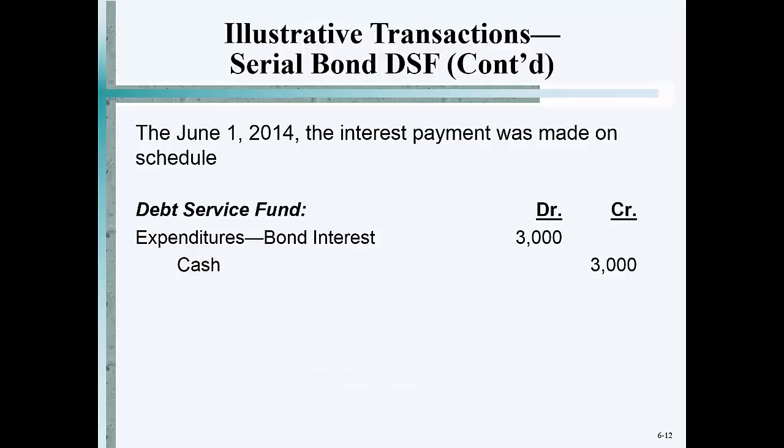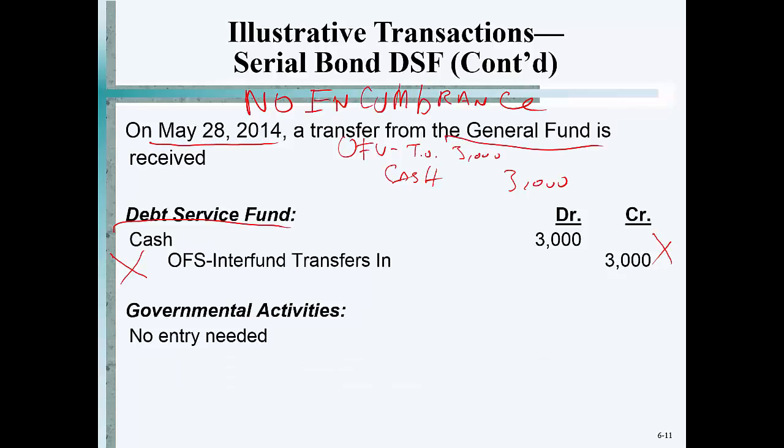Sorry, back one second. What you just said about no encumbrance for the recurring items? Is that only in the debt service fund? No, that's any recurring item. But the two main ones that we need to know in this class are debt service and salaries. No encumbrances for those. They consider those recurring, and those are the two classic examples of recurring.